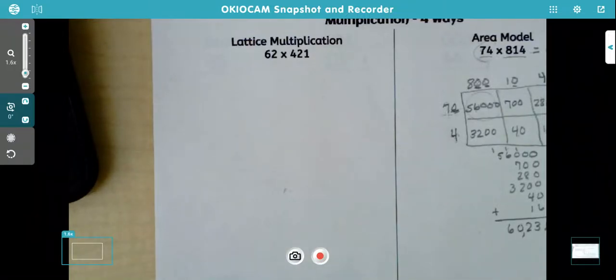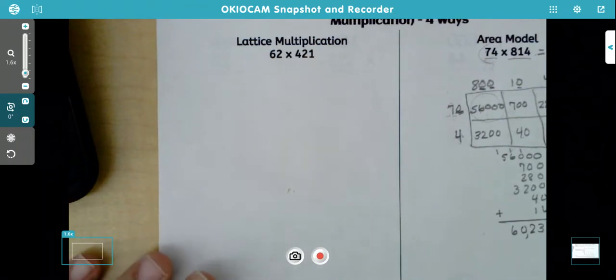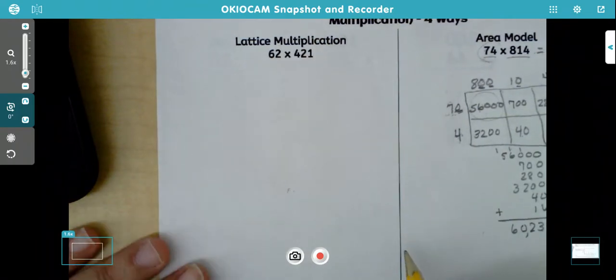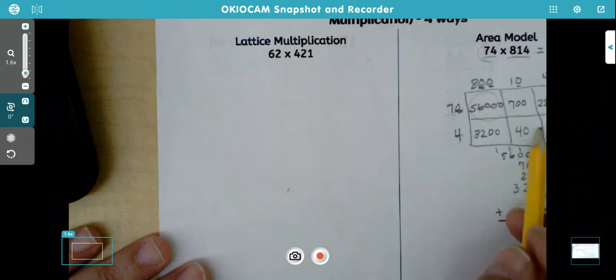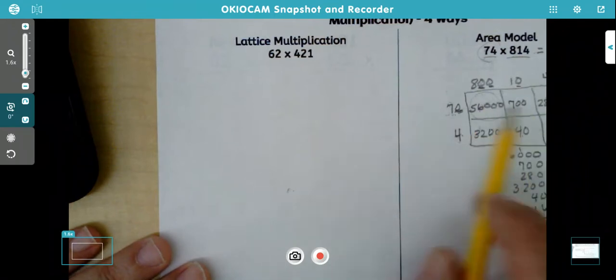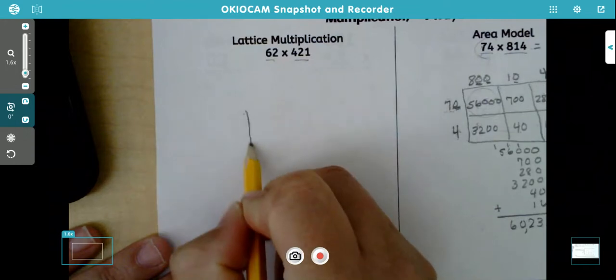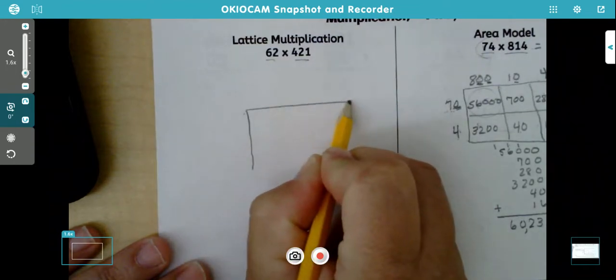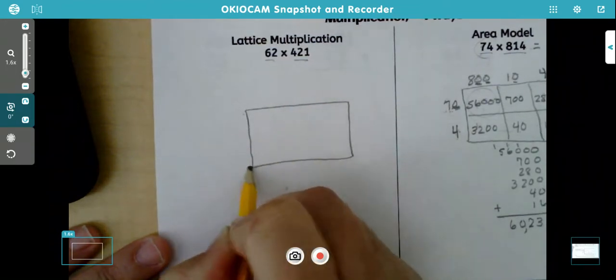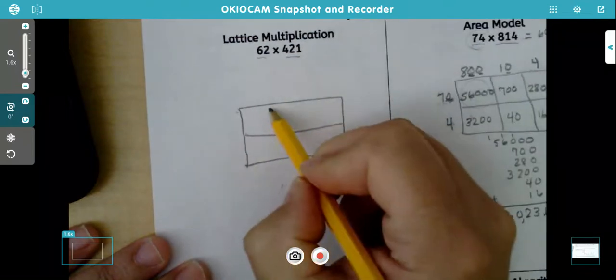Here's the fourth and final way to multiply that I'm going to show you. This is called lattice multiplication. And in lattice multiplication, again, you set up a grid very similar to this one. So it's a 2-digit number by a 3-digit number. So I'm going to set up my grid, and it's going to be 2 by 3. So I do that.